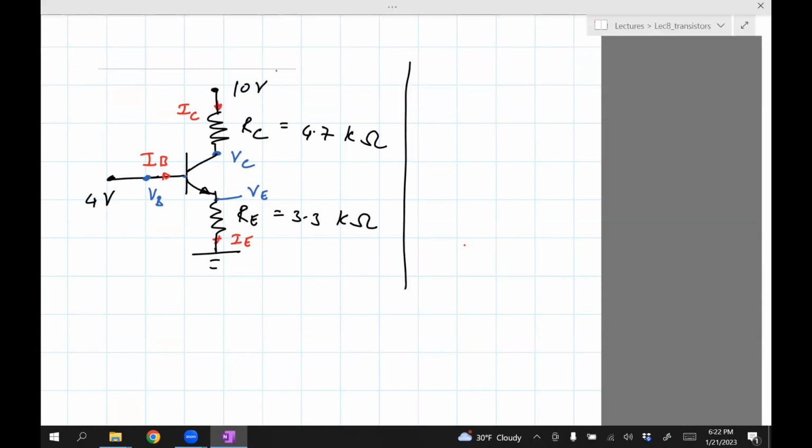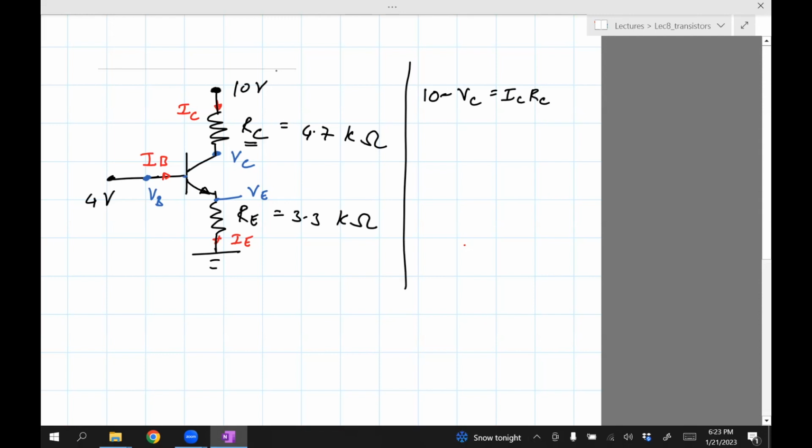So first thing, instead of doing KVL and KCL, it's much easier to look at the potential drop between two points in the circuit. What I mean by that is, let's look at this part. This is 10 volts, this is VC. So 10 minus VC is the voltage drop across this resistor RC. So that should equal ICRC.